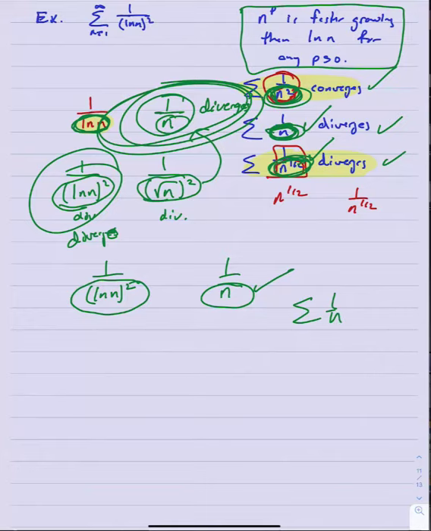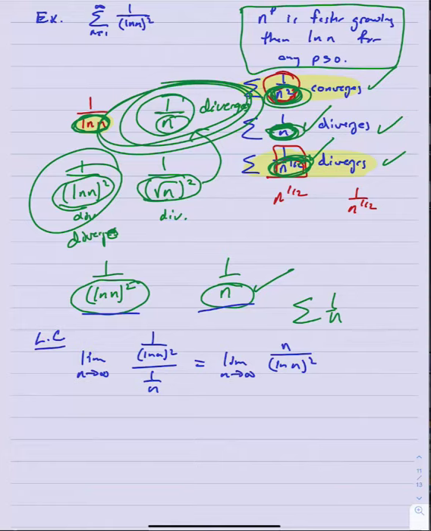All right, now, does that mean I should do a limit comparison? Let's try limit comparison. And if we're correct here, we're talking about comparing this to 1 over n. What do I get when I take the limit as n goes to infinity of 1 over (ln n) squared over 1 over n? I get the limit as n goes to infinity of n over (ln n) squared. Okay, what's that? It is infinity over infinity, so I apply L'Hopital's rule and I get 1 over 2 times ln n times 1 over n, which is the limit as n goes to infinity of n over 2 ln n.